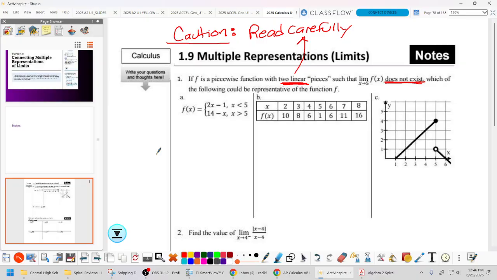So it does not exist. One should be jumping out at you. Yeah, the graph. Why? Let's go back and use some limit language. Why does the limit not exist? Because the two lines don't meet at the same point. You have to have the limit from the left and the limit from the right. The right hand and left hand limits have to match, right? So we have to have agreement between the one-sided limits. So yes, this could be.